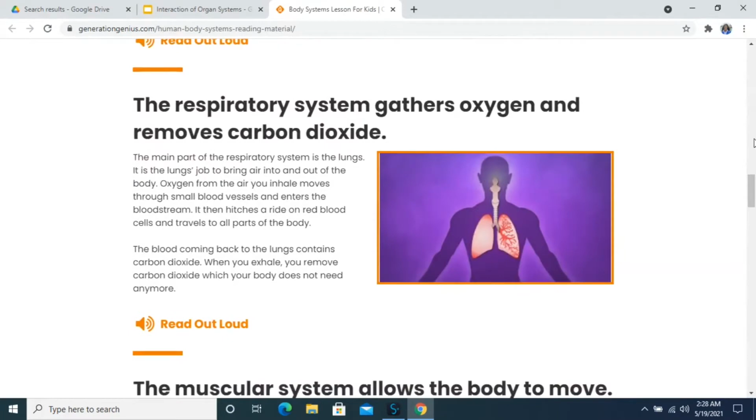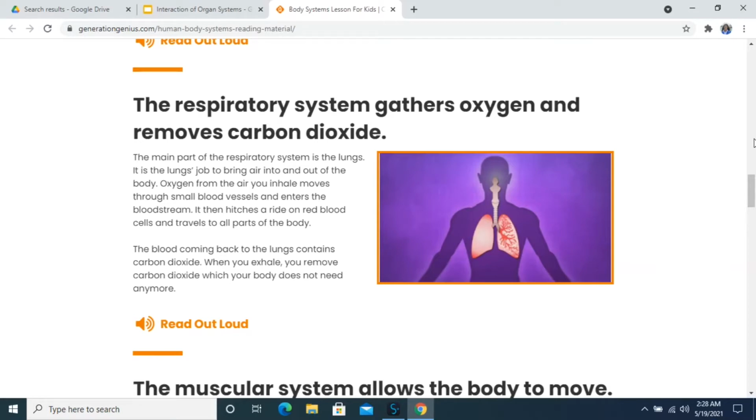Now, the respiratory system gathers oxygen and removes carbon dioxide. The main part of the respiratory system is the lungs. It is the lungs' job to bring air into and out of the body.